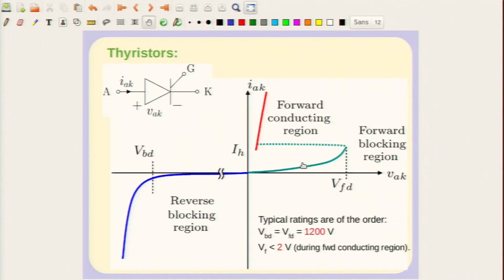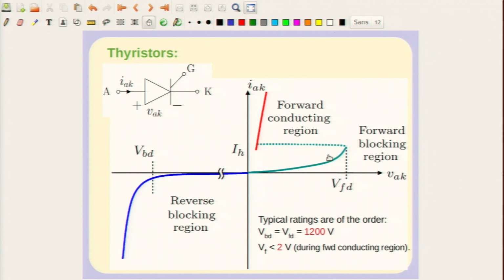The other device which is of importance is a thyristor. A thyristor actually gives you 1 degree of control. It has another terminal called the gate, and if a gate current flows through this and the thyristor is forward biased, then it goes into what is known as the forward conducting region. But in case you do not give the gate signal, it blocks the voltage, with no current or very little current in the forward direction.